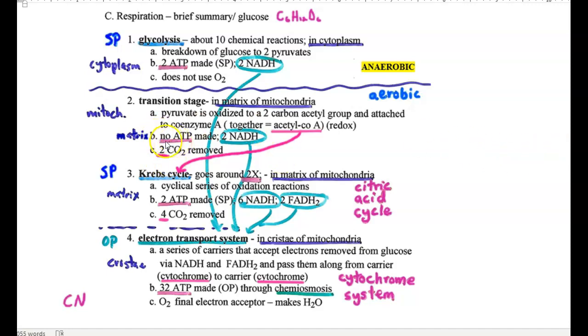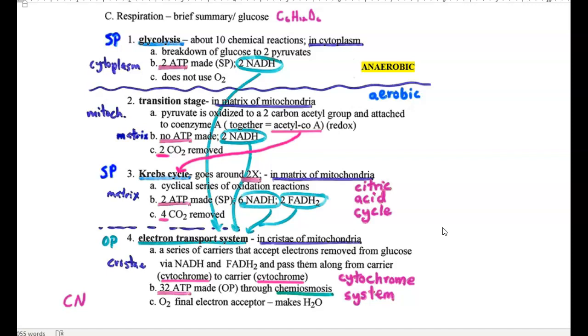Remember, this does not make any ATP, but it does make electron carriers, which go to the electron transport system. Alright, let's see the CoA. Here, red arrow, goes to the Krebs cycle, also known as the citric acid cycle. This is also in the matrix of the mitochondria. Krebs cycle is going to go around 2 times. Cyclic series of oxidation reactions.